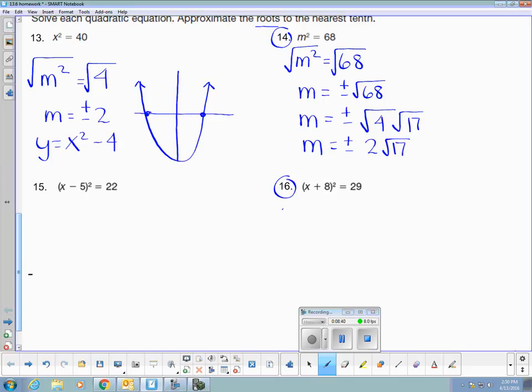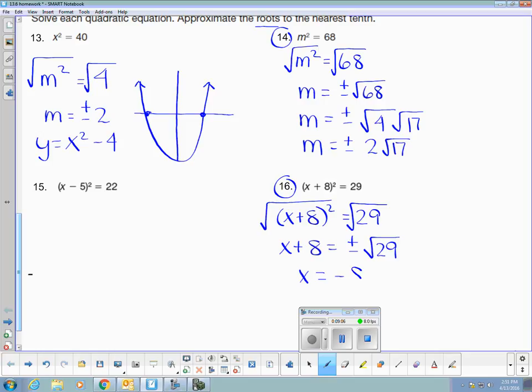Number 16. To extract the root, I'm going to take the square root of both sides. That gives me x plus 8 is equal to plus or minus radical 29. And to isolate the variable x, I'm going to subtract 8 from both sides. So when I subtract 8, it becomes negative 8 plus or minus the square root of 29.